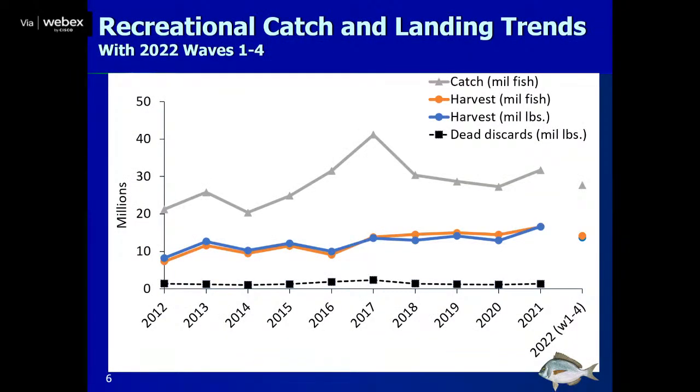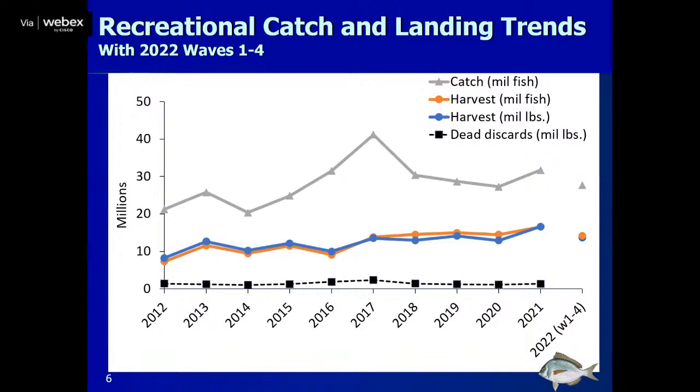So for the next few slides, I'm going to describe recent harvest trends. On this slide, you can see recreational catch, harvest, and dead discards over the past 10 years, including preliminary partial year wave 1 through 4 2022 data. Recreational harvest and catch has generally increased over the past 10 years. However, dead discards have remained relatively constant.